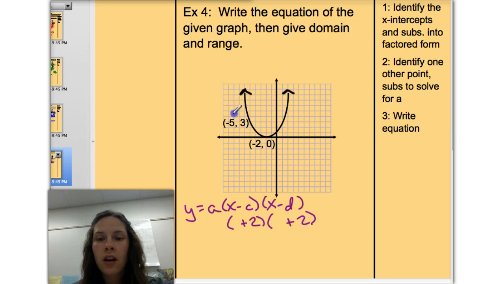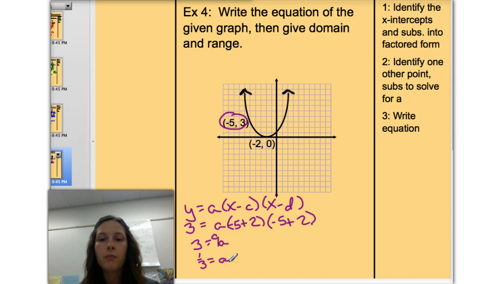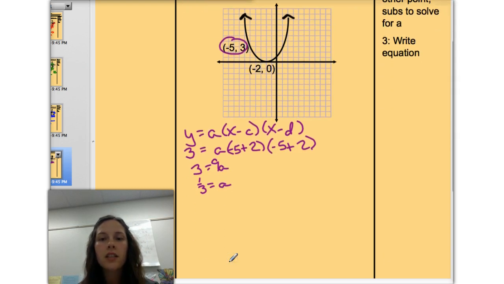and then we're going to use our other ordered pair. We're going to substitute -5 for both x's and 3 for our y to solve for a. So in this case, we got -5 plus 2 is -3, times -3 is 9. So we have 3 equals 9a. Dividing both sides by 9 and simplifying, we get an a value of +1/3. So that does match our graph.